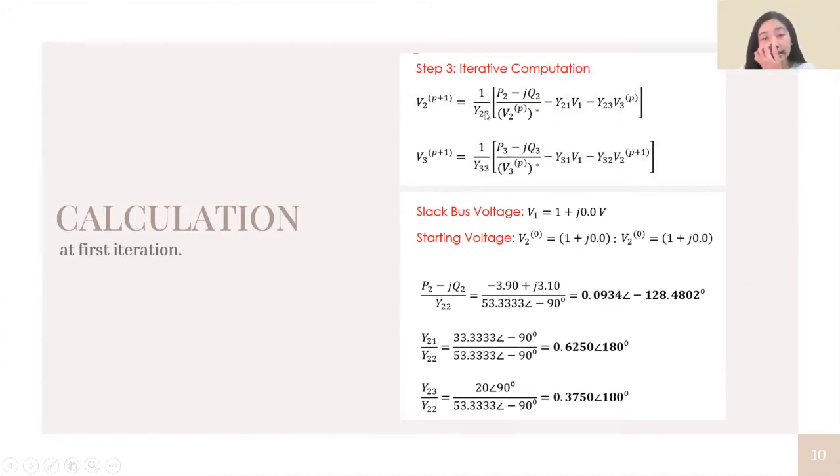So lahat ng nandito, dinidivide siya sa y sub 22 for the sake of complying with our formula in the first iteration. Okay, so now ang value ng y sub 21 natin is 33.3333 at an angle of negative 90. Ang y22 natin, as I've said, is 53.333 at an angle of negative 90. So by means of dividing both of them, we will arrive at an answer of 0.6250 at an angle of 180.